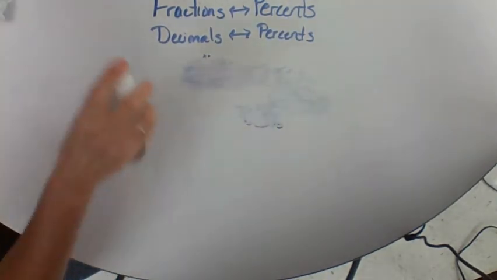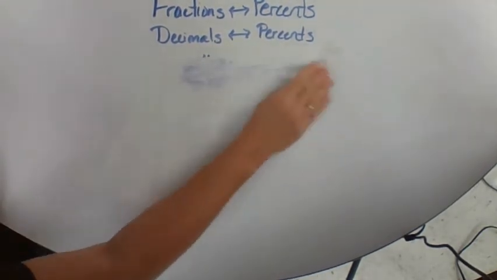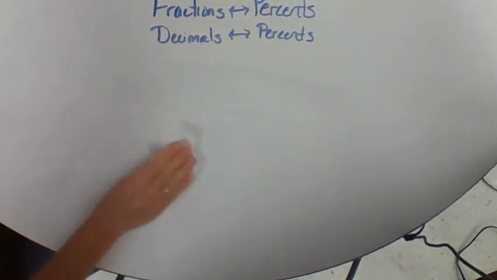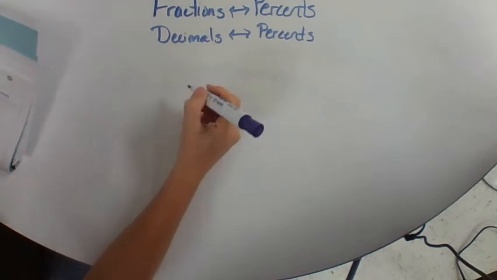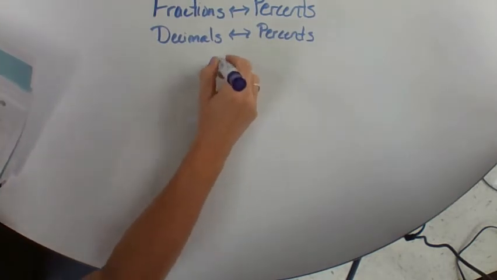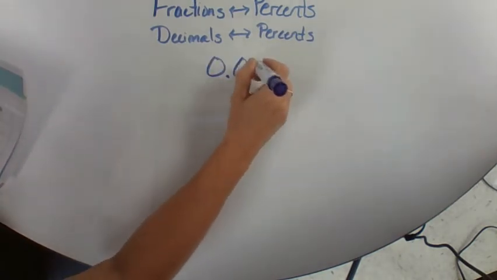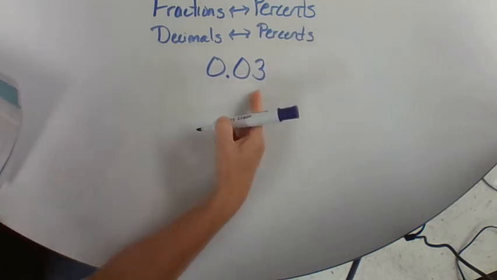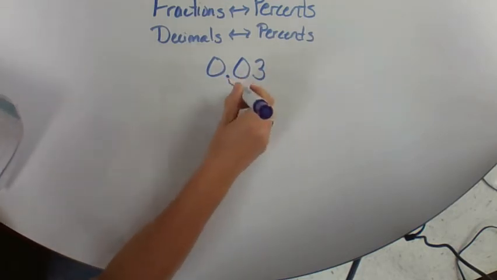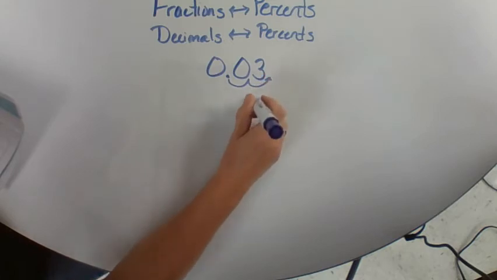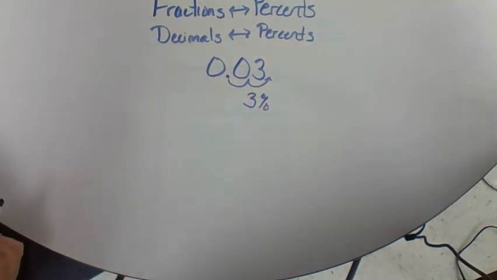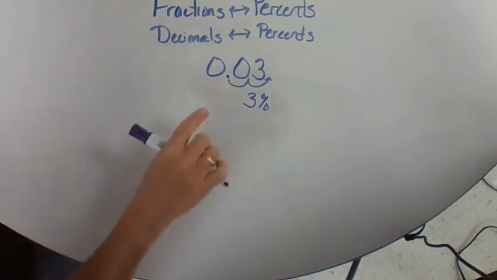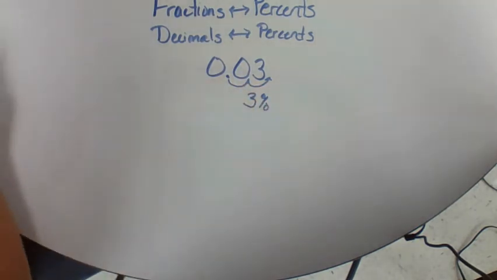If we have just a plain decimal, super easy to change it into a percent. You're going to always move the decimal 2 places to the right. So if we have the decimal 0.03, this is 3/100. We're going to move the decimal 2 places, and that equals 3%. Remember, 3% means 3 out of 100, and this decimal is 3/100.